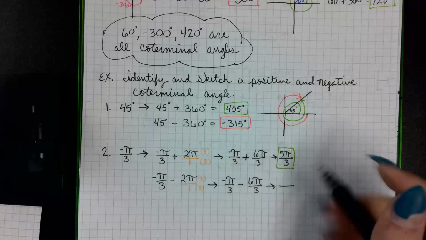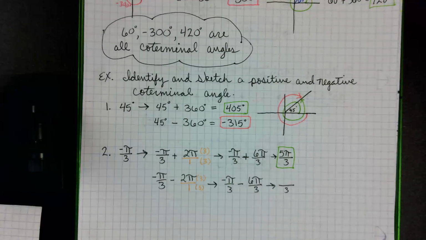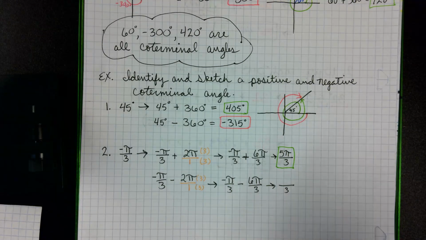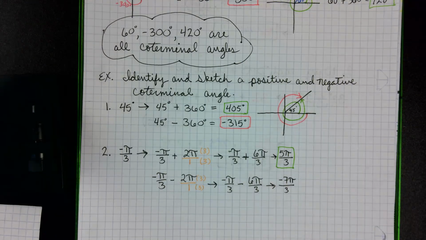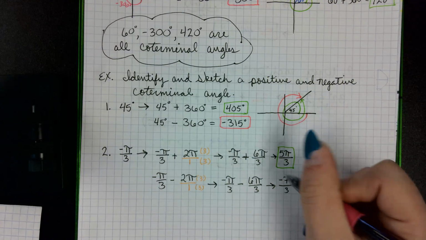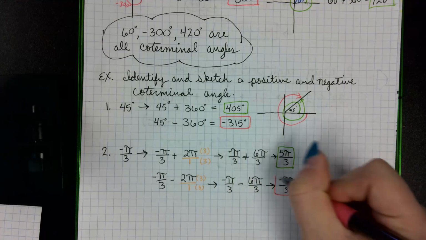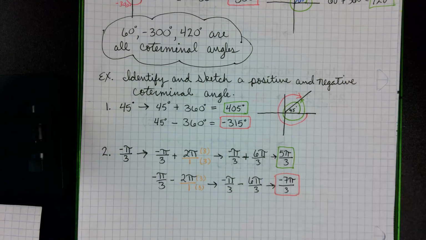So my denominator is 3. And I have negative 1 minus 6. So this is negative 7 pi. Negative 7 pi over 3 is my negative coterminal angle. All right, so now I just need to sketch them.